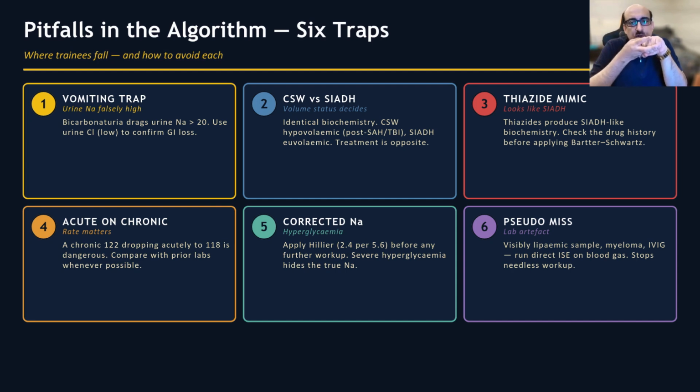Urinary chloride, which should be low. Number 2, cerebral salt wasting versus SIADH. Both conditions will lead to hyponatremia. In cerebral salt wasting, there will be very high urinary sodium, sometimes above 100, unlike SIADH, which is usually above 40. But the key differentiation between the two is the clinical volume status.